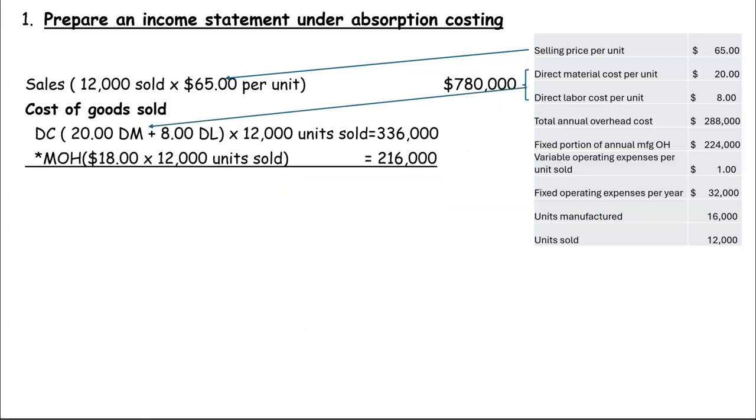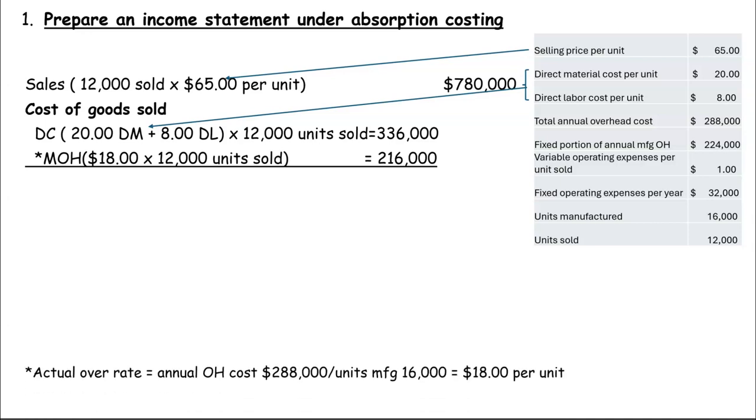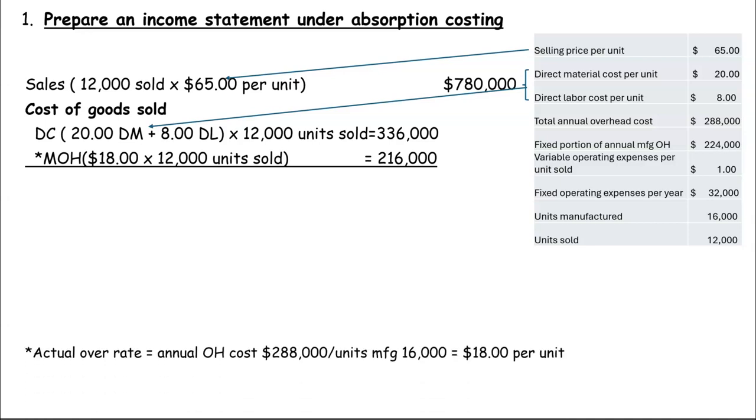We also have to include our manufacturing overhead, and that's going to be $18. Now, how did we get that? We took our actual total overhead cost, and remember, or you're going to mess up on your homework, you divide by the units manufactured, not the units sold. Units manufactured, because the overhead applies to all the units made. So in this case, we get $18 per unit.